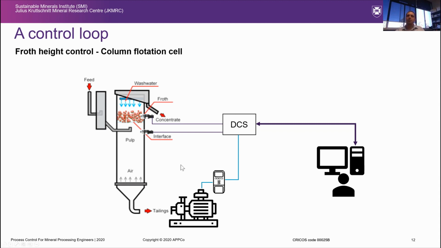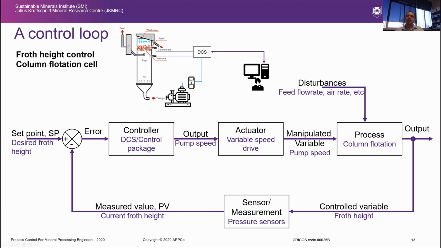So if I want to translate this into a control loop, a feedback loop, that's how it looks. Essentially, you have your column flotation here as the process. The pump speed, which is the tail pump, is your manipulated variable. And you have feed flow rate, air flow rate, and lots of other parameters that are going to affect your froth height as well, which normally you don't control as much.